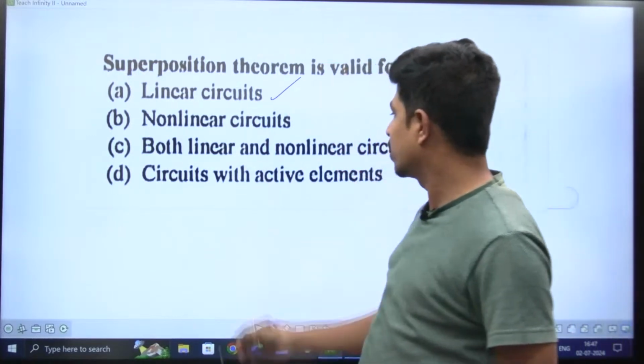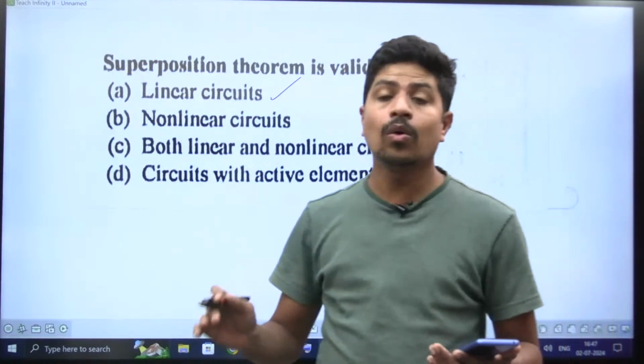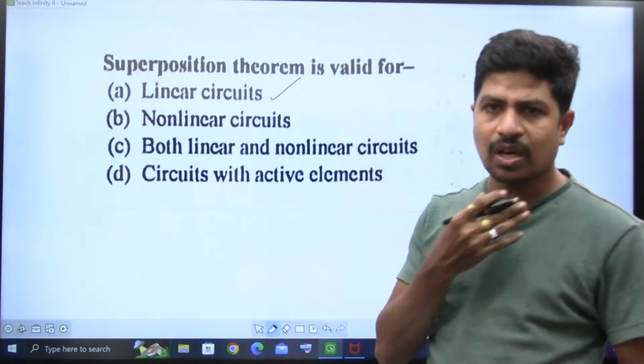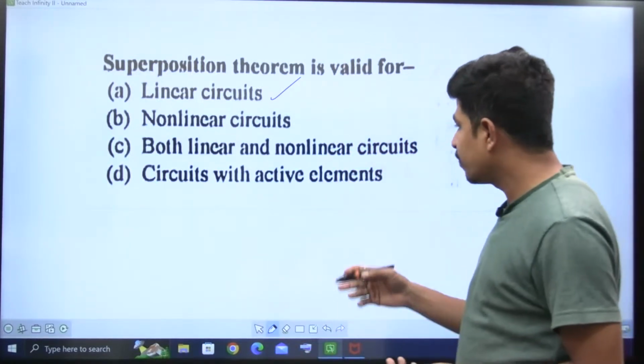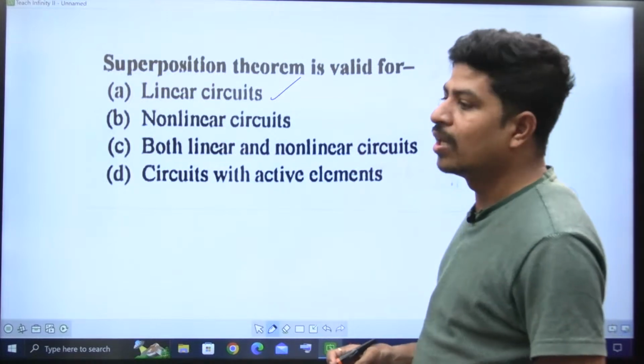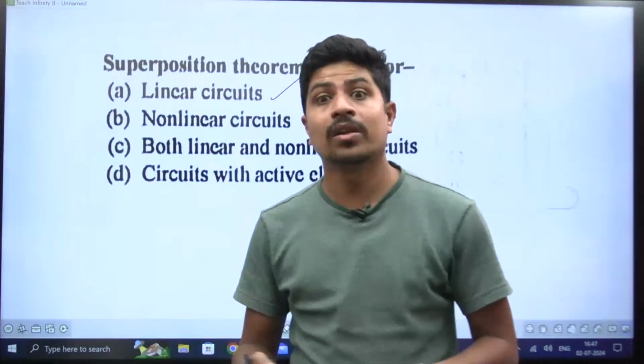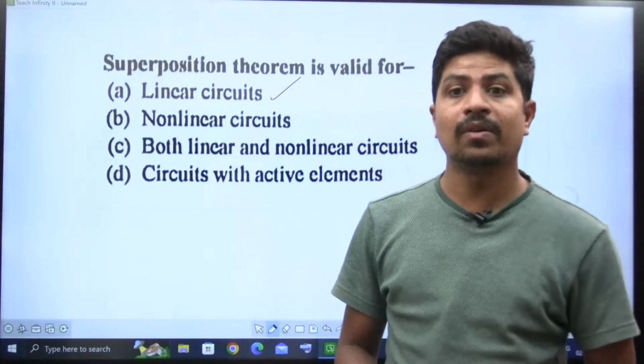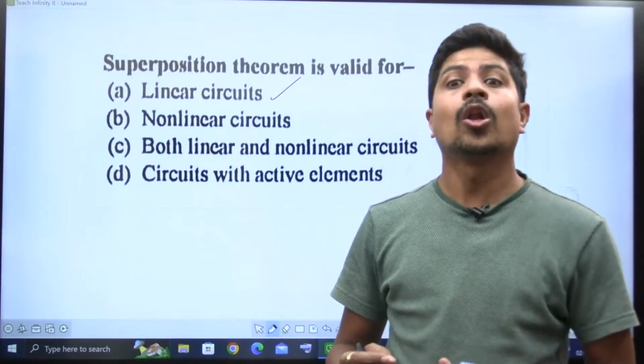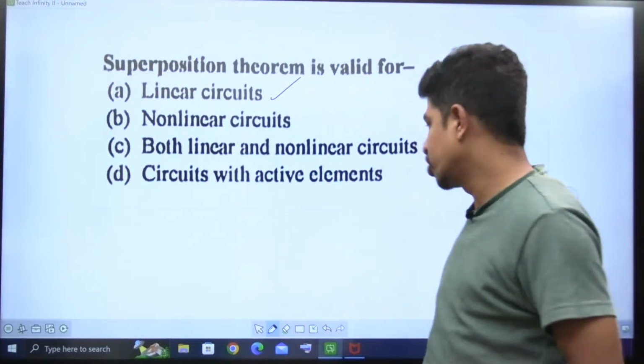Yes, the superposition theorem is valid only for linear circuits. If it is non-linear, we can't do anything. You may be confused with option D, circuits with active elements. Some active elements are non-linear. If you take a BJT or operational amplifiers, those are active elements, but still they are non-linear. You can't apply superposition, right?